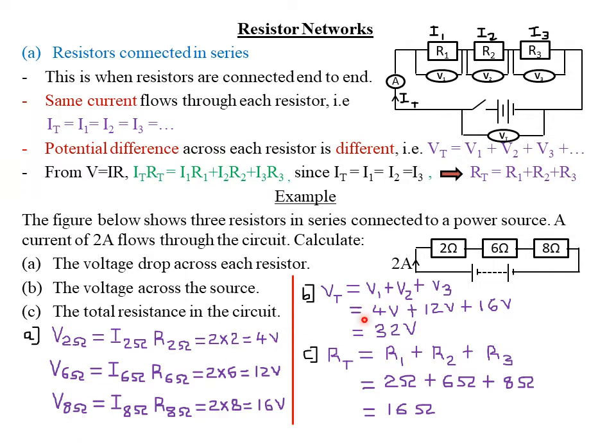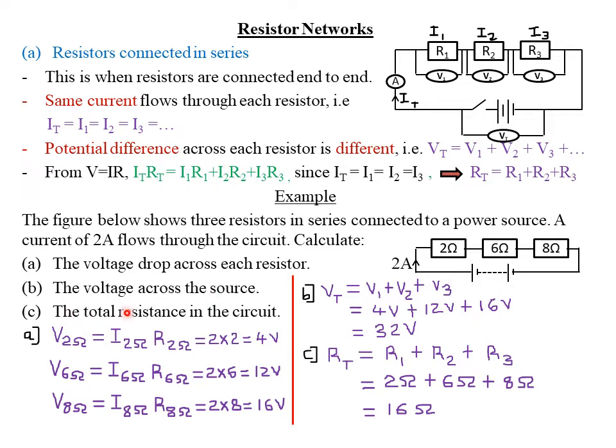Therefore, we'll simply take 4 volts plus 12 volts plus 16 volts. So if you take that sum, you will simply obtain 32 volts. So that is the voltage across this particular battery or the source.